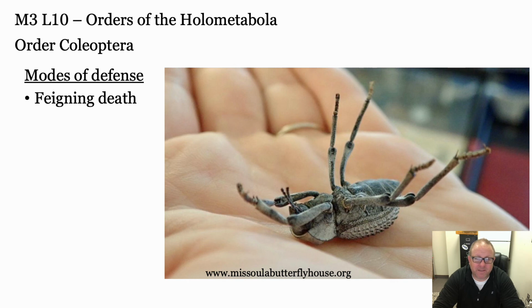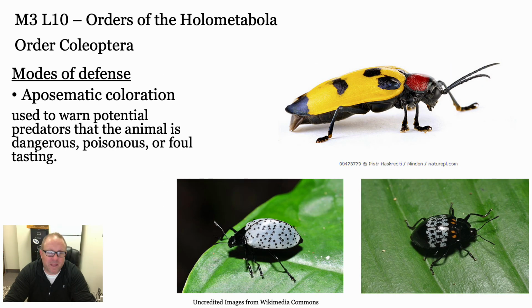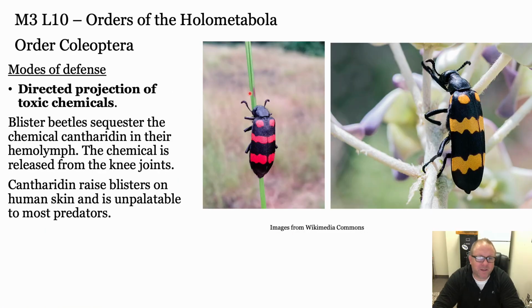You pick it up and it just pretends like it's dead, because most birds are going to be like, oh, I don't want a dead beetle. That's nasty. I'm not going to eat that. It could be all rotted out. Aposematic coloration is very popular amongst beetles that are poisonous, right? You signal to the predator, hey, I'm bad news. I'm poisonous. Don't eat me. I'm going to make you sick. It'd be really gross.